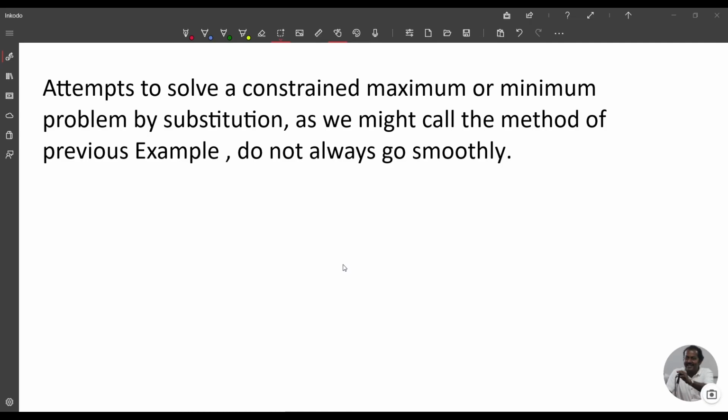The attempts to solve a constrained maximum or minimum problem by substitution, that is the method that we have used in the previous example, do not always go smoothly. So there are situations at which the substitution method fails. So we will illustrate this using the following example, and that's why we are going to introduce a new method to find the constrained extremum. That method is known as the method of Lagrange multipliers that we will discuss in the next class. So now we discuss an example in which the substitution method fails while finding constrained maxima or minima.